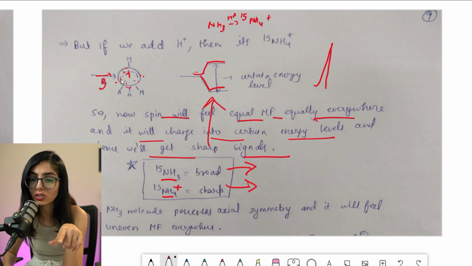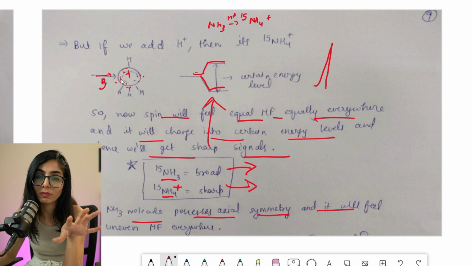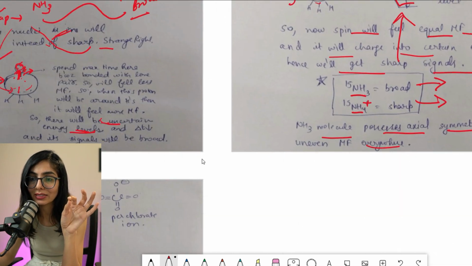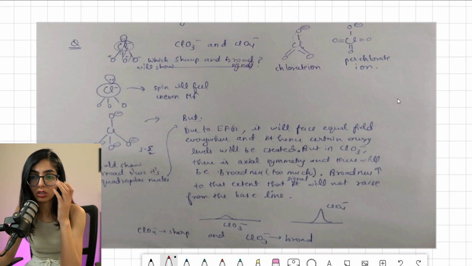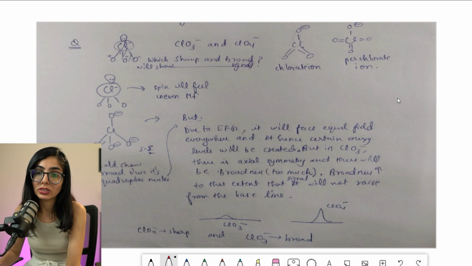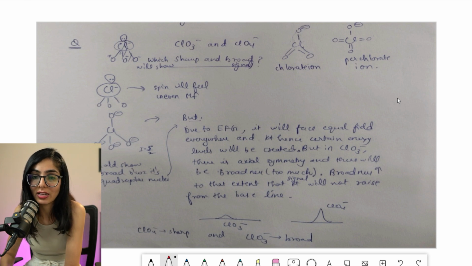NH3 molecule possesses axial symmetry and it will feel uneven magnetic field everywhere. I hope that is clear to you. And this is the last slide of our lecture, and this lecture remained for too long, but it was worth it, I guess. And that's all our basics of organic spectroscopy. I hope it would be helpful, but let's sum up with this last slide.